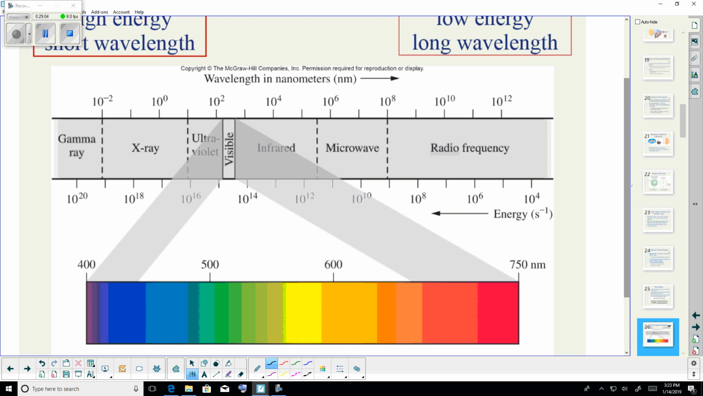Getting even longer wavelength, lower energy, you have your microwave. This is a full wave, this is a microwave. Okay. Longer wavelengths, you have your radio frequency. Your FM and then your AM.